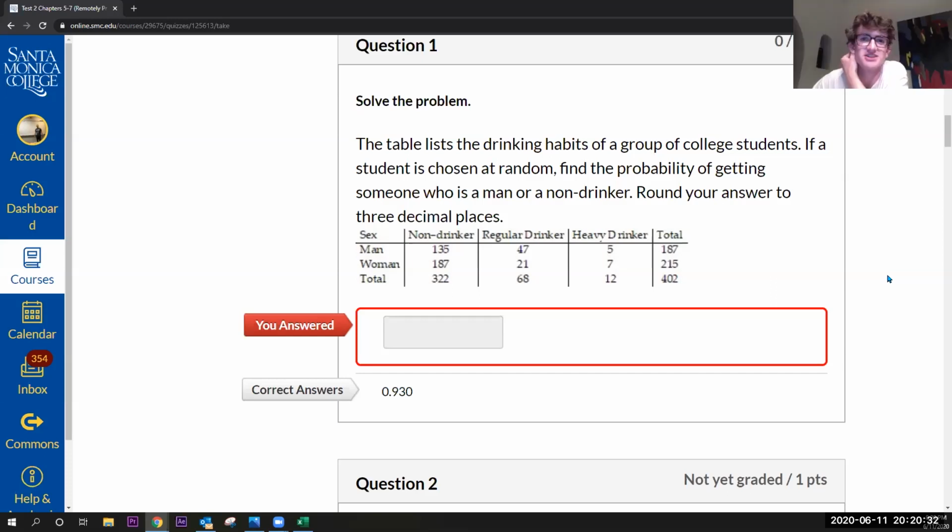Well, we need to take the non-drinkers, but would we get rid of the 135? Yeah, that's right. So take all the non-drinkers, but get rid of the 135. So it's 187 plus what? 187. It's 187 plus 187. Those are all the people who are either male or non-drinker. And then over the total, so that over 402.